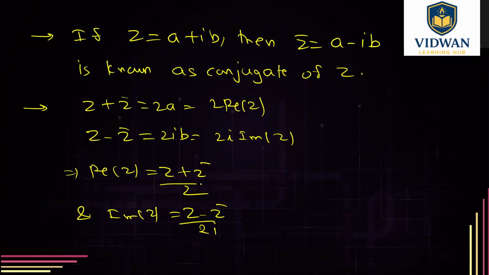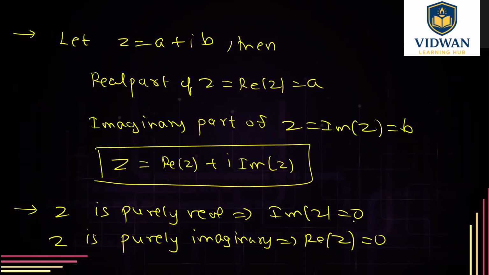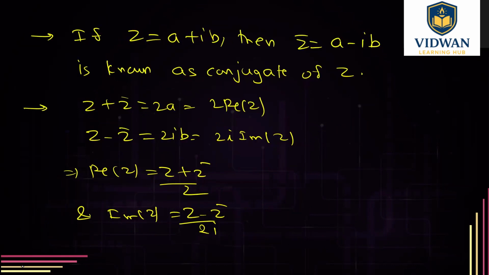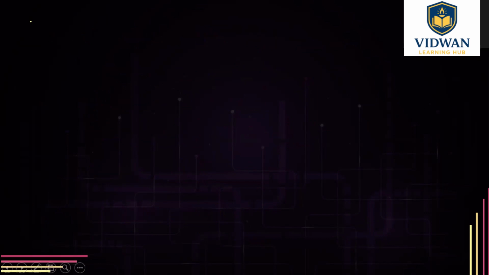So real part of Z equal to 0 means Z plus Z bar is 0, and imaginary part of Z equal to 0 means Z equal to Z bar. This is what you get, and this can be correlated with what we have already written. Okay, this is about the conjugate. And after knowing these things, we need to know how to do algebraic operations on complex numbers.